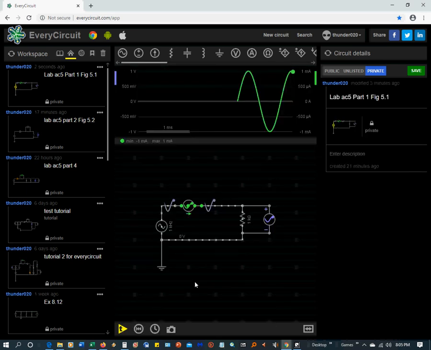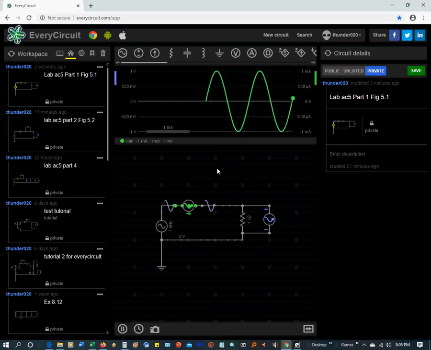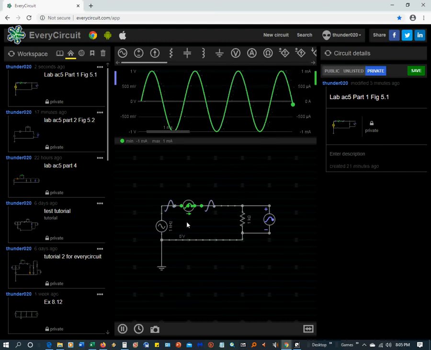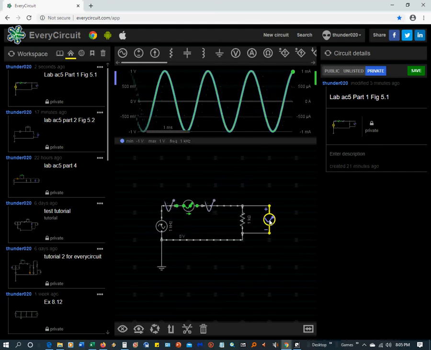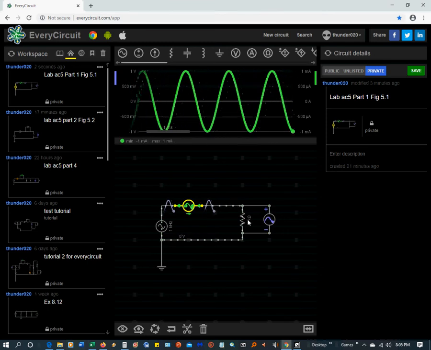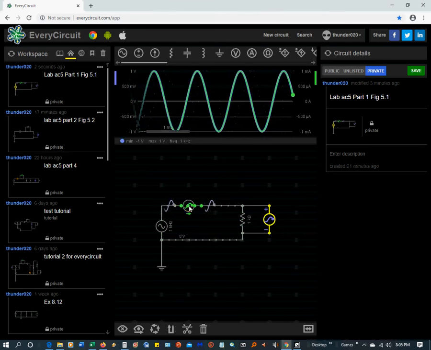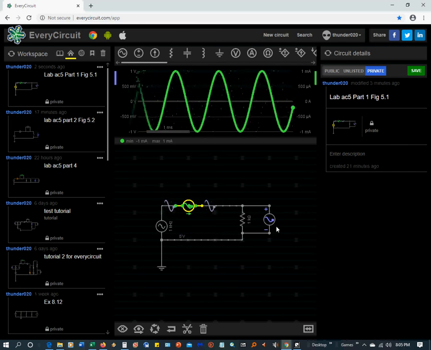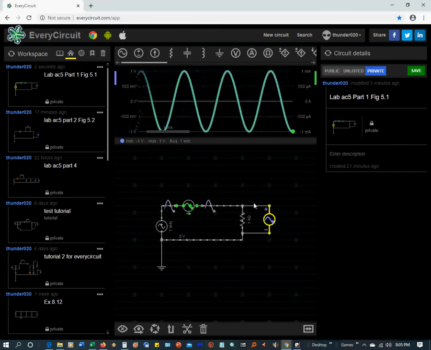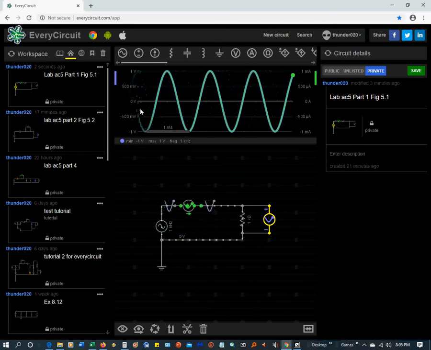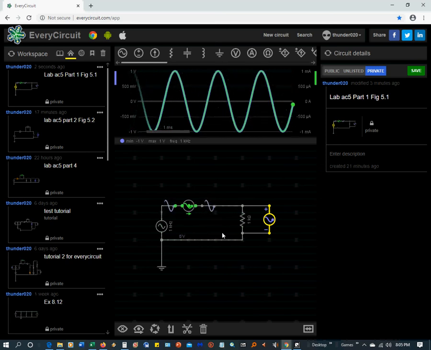So here I have my circuit built, and I'm going to play it, and right now it's 1 volt peak to peak. When you click on these two, you can see the difference. This is the voltage across the resistor. This is the current flowing through. The goal was to get this at 4 volts peak to peak. Right now it's only 2 volts peak to peak. It's an amplitude of 1.